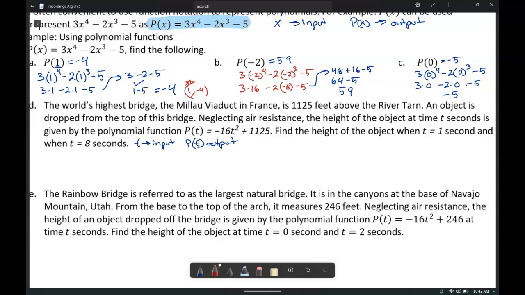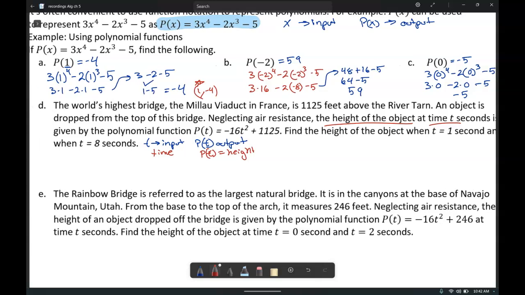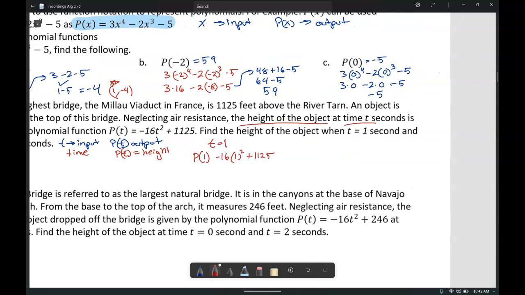And in this case, it's important to note that t represents time, while p of t represents height. And we know that because it says the height of the object at time t is modeled by the function. So the function gives us the height, and the independent variable is time. So we're going to substitute for t equals 1 as well as t equals 8. So p of 1 as well as p of 8.